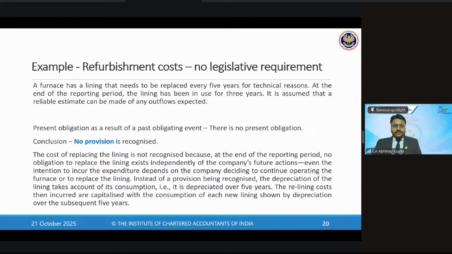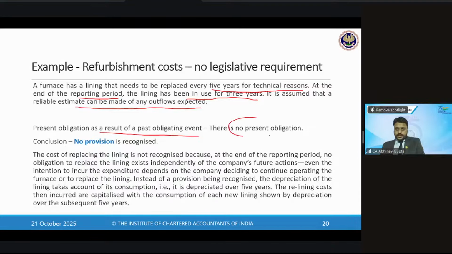Let's do this one. A furnace has a lining that needs to be replaced every 5 years for technical reasons. At the end of the reporting period, the lining has been in use for 3 years. It is assumed that a reliable estimate can be made of any outflows expected. Present obligation as a result of a past obligating event? No present obligation. Why?